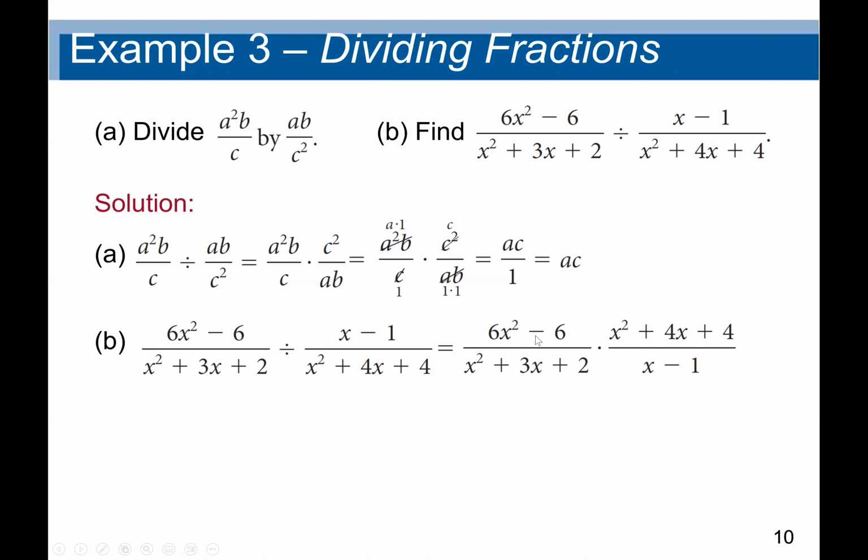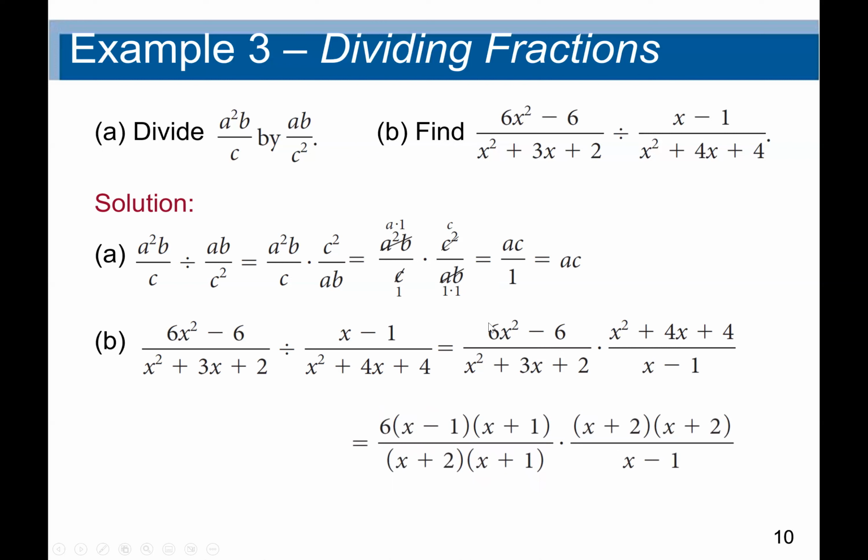So we still get 6x squared minus 6 over x squared plus 3x plus 2. Now instead of division, we have multiplication. Then we invert, or find the reciprocal of, this fraction. So now x squared plus 4x plus 4 will be the numerator, then x minus 1 will be the denominator. Then from here, we see if we are able to cancel. When we get something like this, we see if we can factorize the expression before we cancel, since the terms are not all the same.